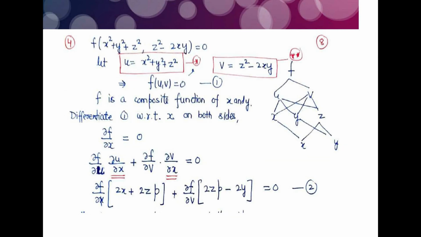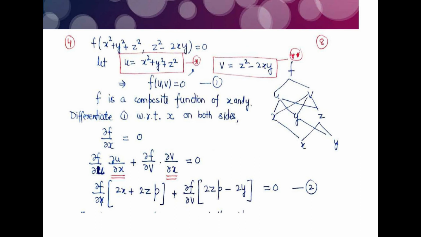Now consider this equation. It is in the form of an arbitrary function f with two arguments: x square plus y square plus z square, and the second one is z square minus 2xy. So here we have again z as some function of x and y. We don't have the exact relation. Everything is in terms of the arbitrary function f.